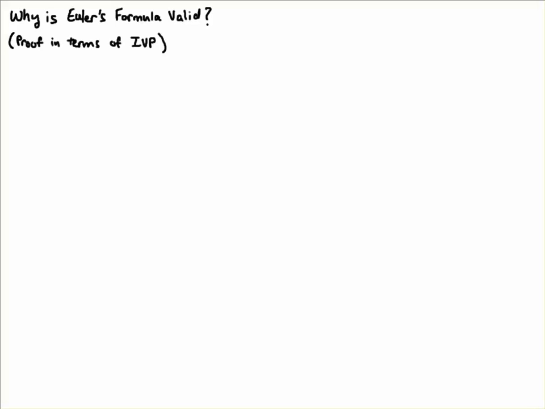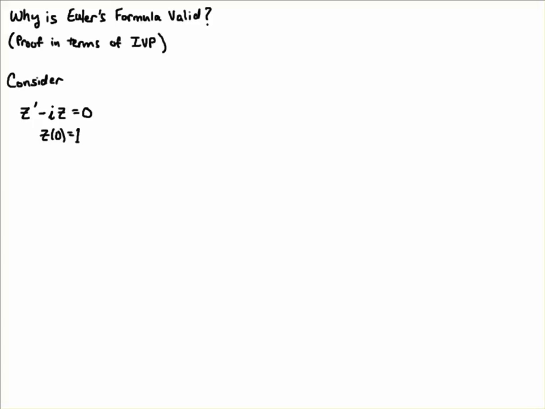And because of uniqueness of limits of the partial sums, you'll get that e to the i t is equal to cosine t plus i sine t as a result. I'm not going to do that proof. You could probably see that proof in just about any calculus text. I'm going to focus on a proof that's in the context of differential equations and initial value problems.